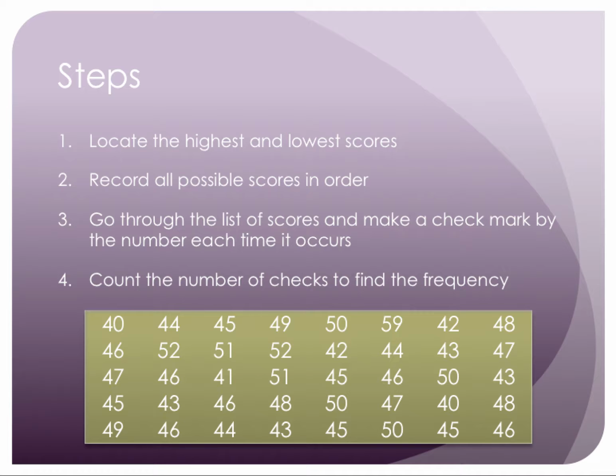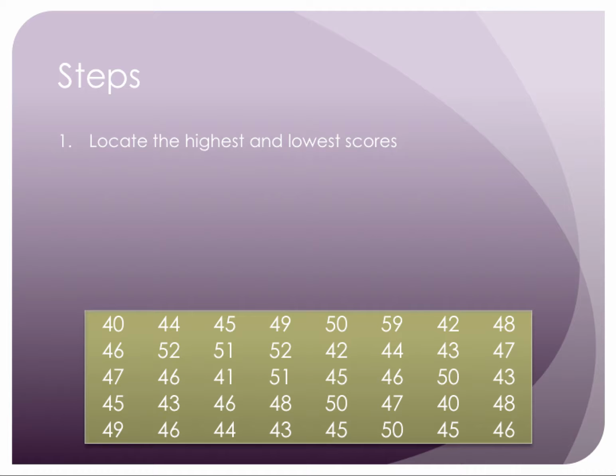There's going to be a couple other things we're going to do in here, but this is generally speaking what we're going to do. So, first step, locate the lowest and highest scores. Well, I can tell you right now that the lowest is 40 and the highest is 59. If you don't believe me, you can go through and double check, but there we go. So we've got the lowest and highest scores.